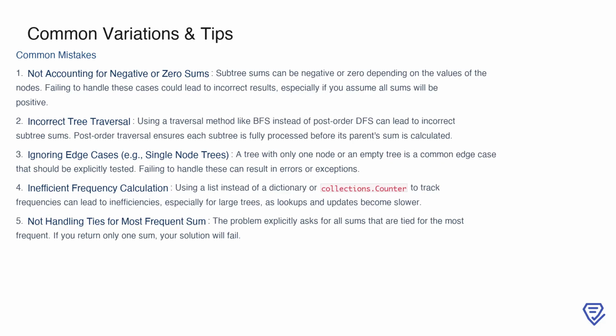Additionally, it's important to account for edge cases, such as a tree with only one node or an empty tree. These are common scenarios that can cause unexpected errors if not explicitly tested. Inefficient frequency calculation is another pitfall. Using a list instead of a dictionary or collections Counter can slow down lookups and updates, especially for large trees.